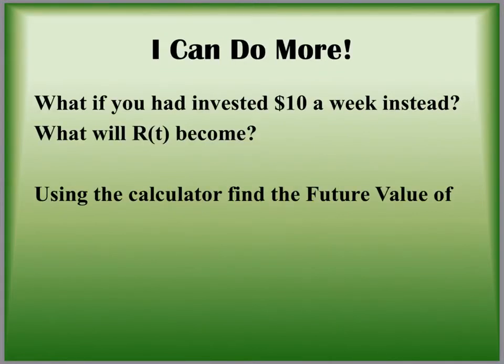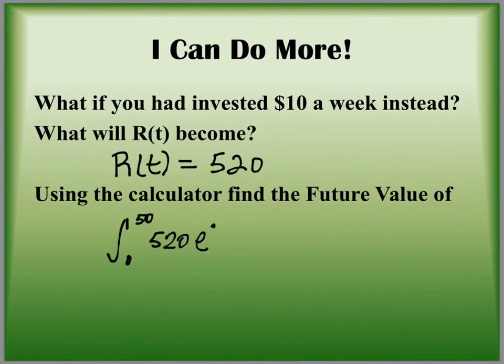So let's take a look at this. We're just going to change it from $5 a week to $10 a week. Just that one little change. See what happens. What if you invested $10 a week instead? So in a given year, what would you have invested then? $520. So we're just going to do the calculations all again with the 260 at the beginning changing to 520. So our integral from 0 to 50 of 520 e to the 0.14, and it was 50 minus t dt.